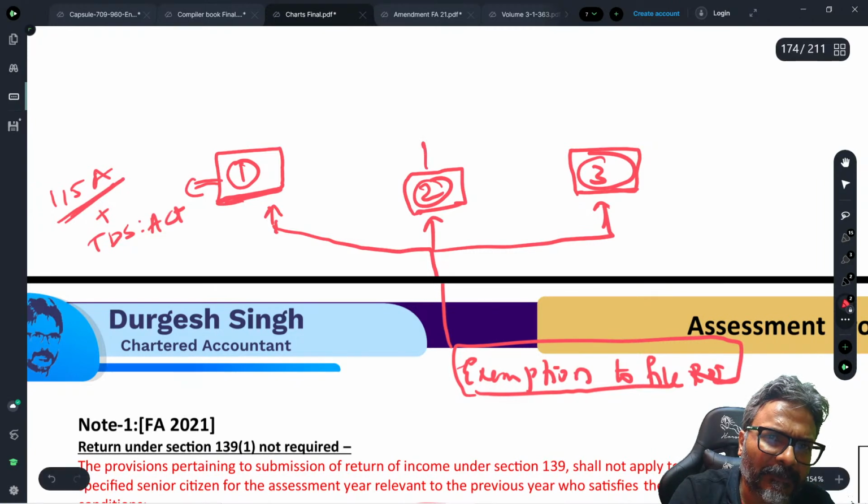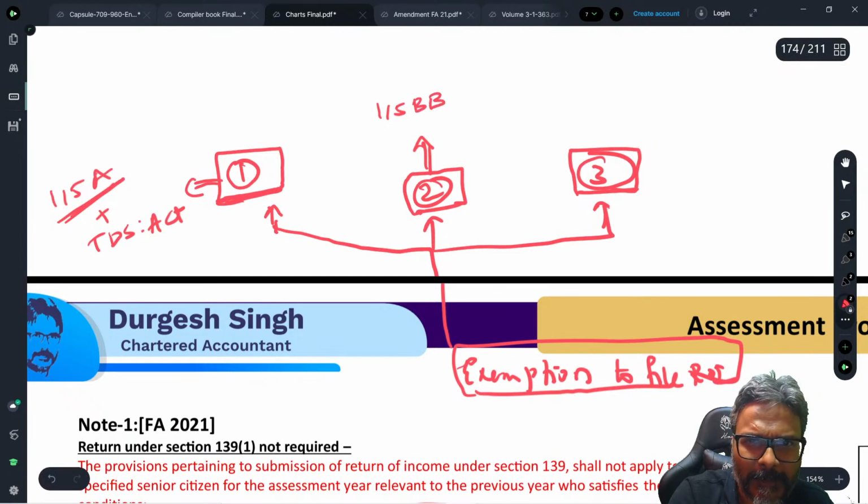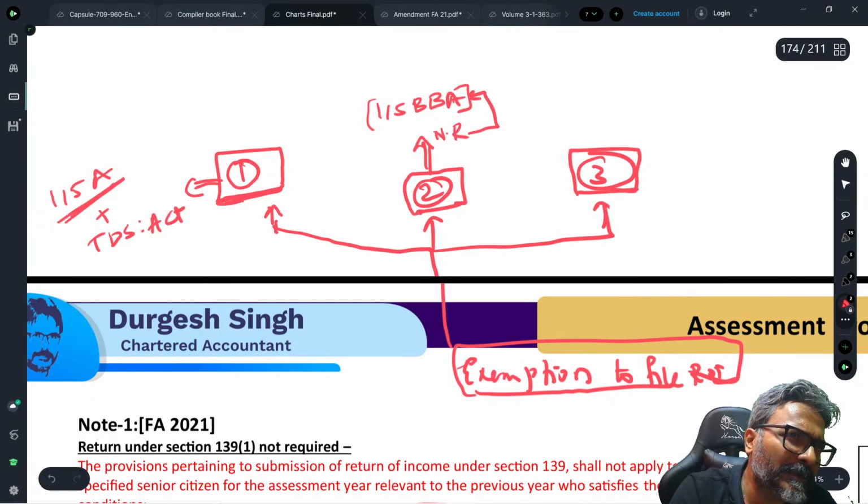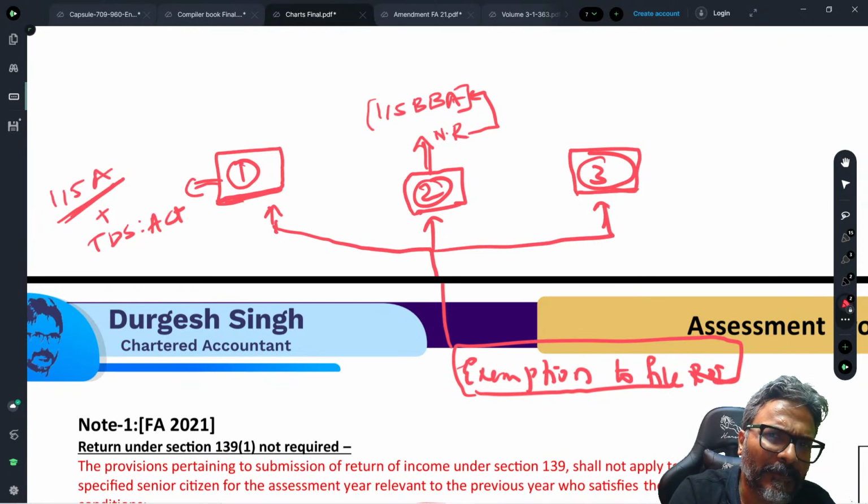The second point was about the non-resident sportsperson, 115BBA. So for the non-resident sportsperson of 115BBA, even for them the 20% TDS rate, same thing. For them also it was there.